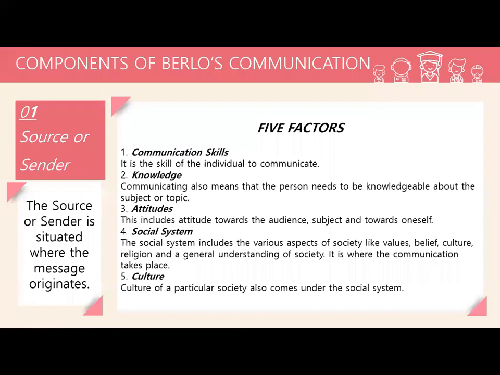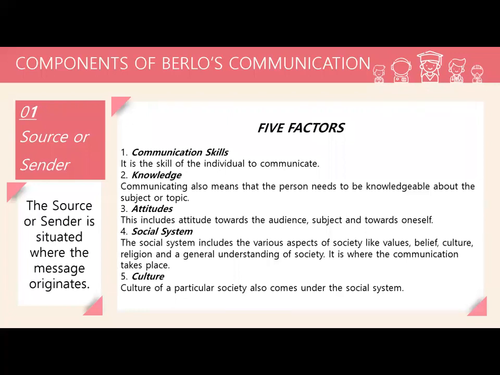The first component is the source or sender. The source or sender is situated where the message originates. This first component has five factors. The first one is communication skills. It is the skill of the individual to communicate. When you say skills, these are the ability to read, write, speak, listen, and so on.